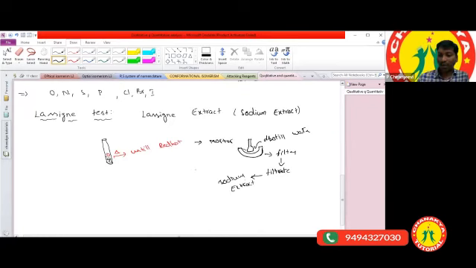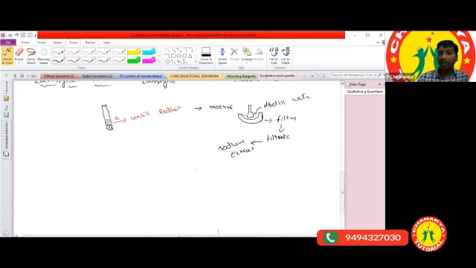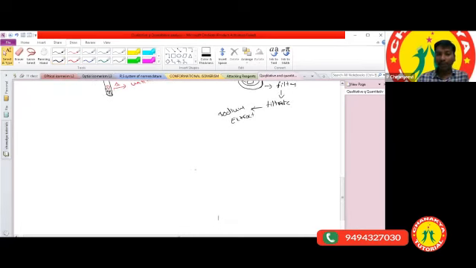Now we'll go to the next step. Now we have prepared the sodium extract, or Lassaigne extract. Next we are going to do the detection of elements. First we'll write the detection of nitrogen.